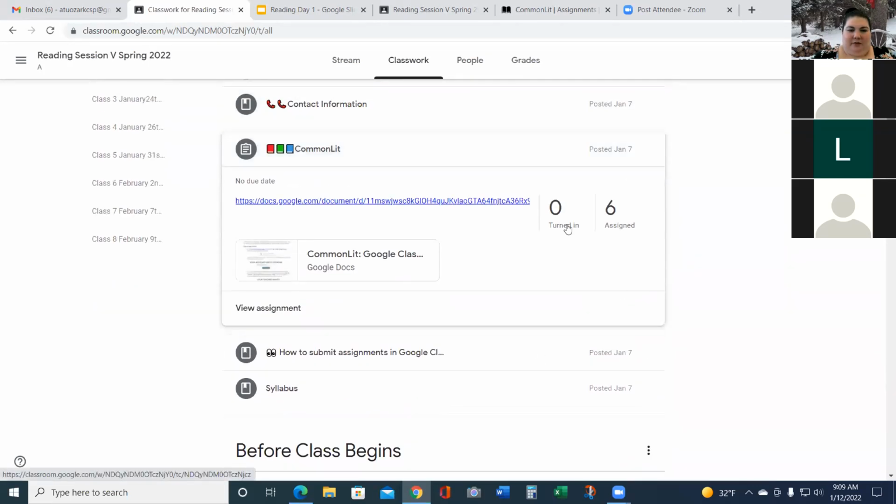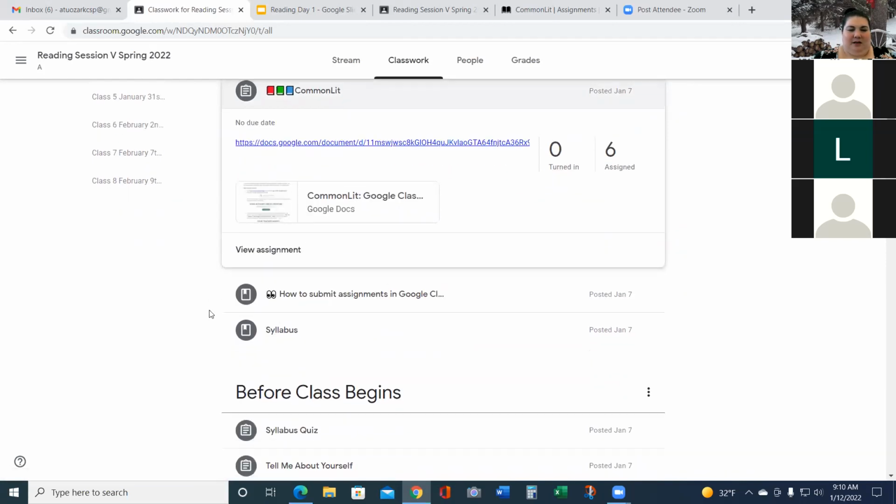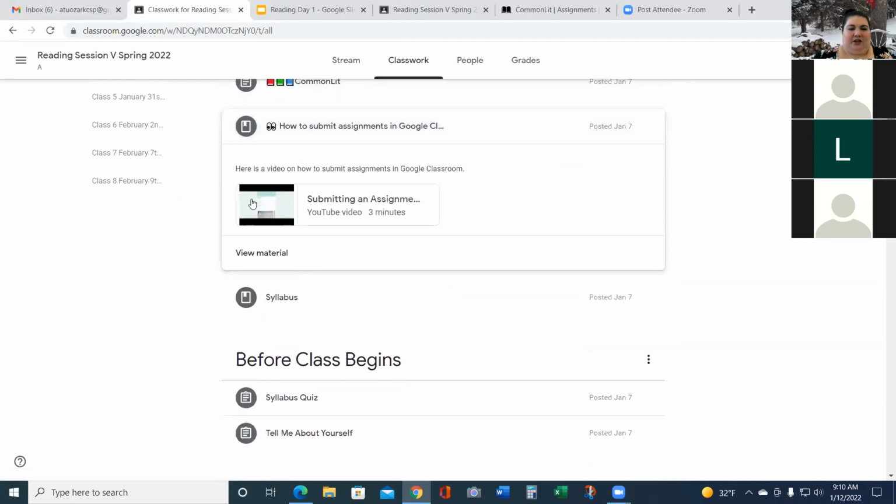I have some information here on Common Lit. You can read this document. It tells you about how to navigate the Common Lit website that we'll be using. There's information on how to submit assignments. Basically, all of our assignments are going to have a Google form that you type in your answers and submit. So that's automatically going to get turned in to me.